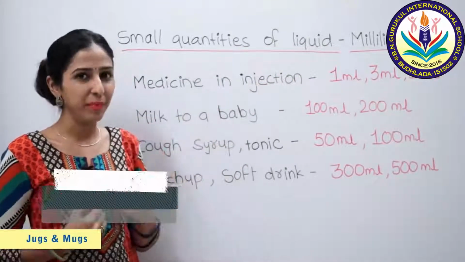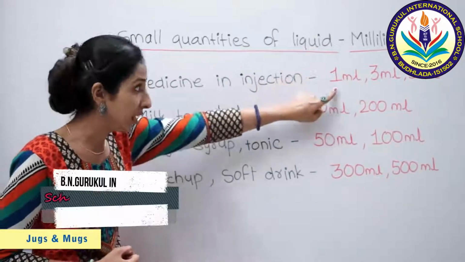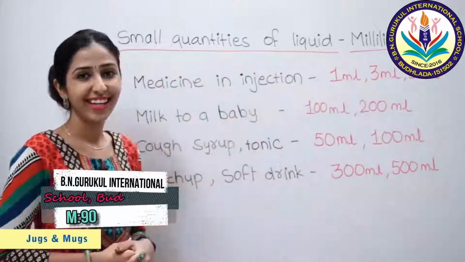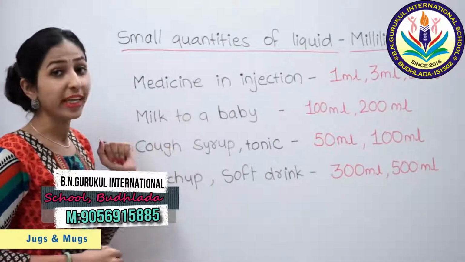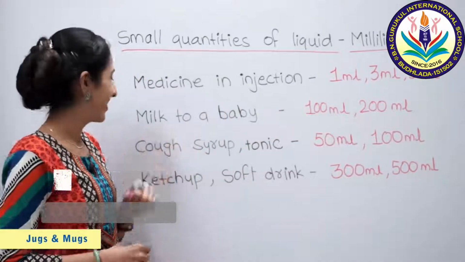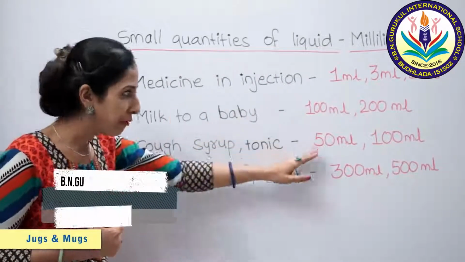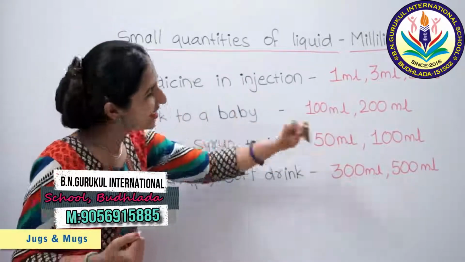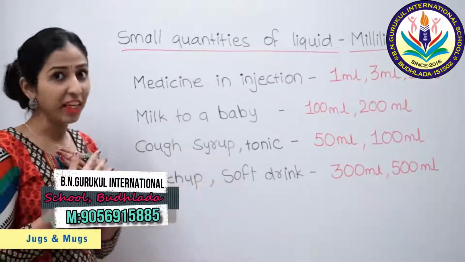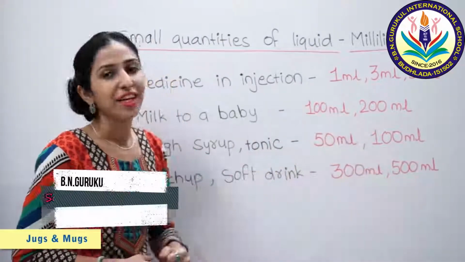Small quantities of liquid are measured in milliliters. For example, medicine in an injection, 1 ml, 3 ml or 5 ml. Milk given to a baby, 100 ml or 200 ml. Cough syrup or tonic that we buy, 50 ml or 100 ml. Ketchup or soft drink that we buy, 300 ml or 500 ml.